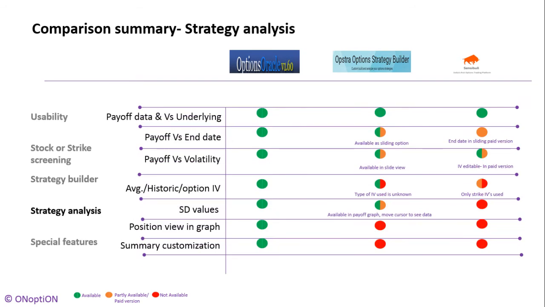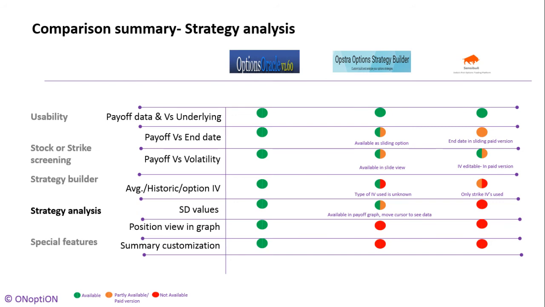Strategy analysis. Here payoff data versus underlying is available with all three. Payoff data versus end date is available nicely as a graph in OptionsOracle. But in Opstra, you have to slide the end dates and it will show only the graph with respect to the selected end date. You cannot see the expiry date based graph in Opstra at the same time. Sensibull also supports sliding, but they show the end date based graph as well as the expiry date based graph together in a single view.